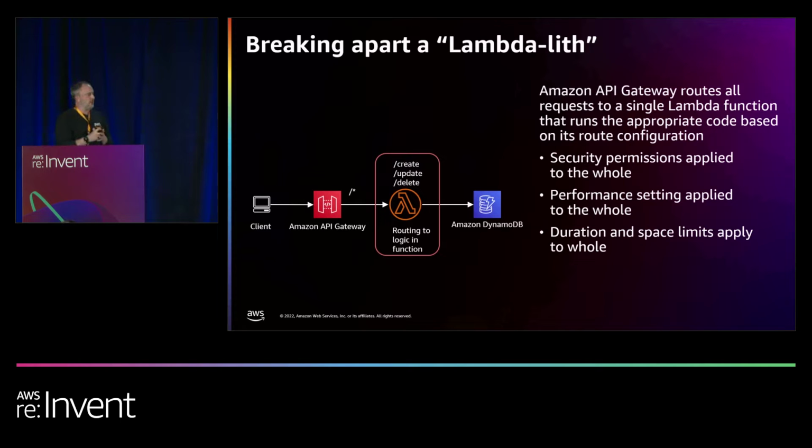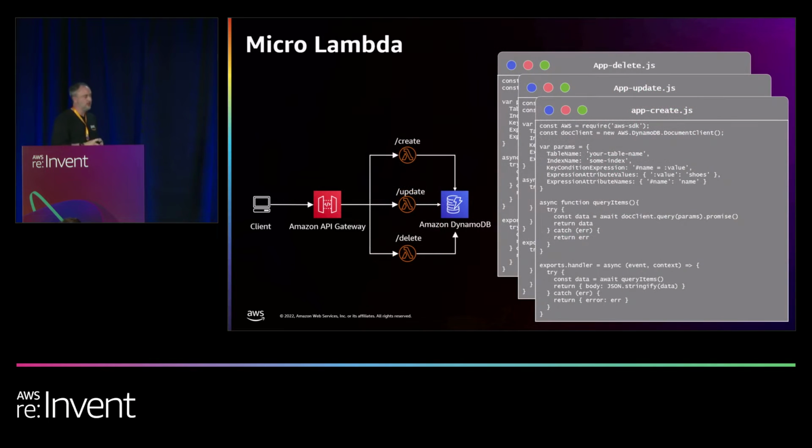Then all the configuration to my function is applied no matter which one of those requests is running. So it's quite a loosely permissed IAM function, right? It's got IAM permissions to create, update, and delete regardless of which one of those requests it needs to do. The performance setting, the memory setting is applied to the whole function regardless of which one. The duration and timeout settings are applied to all of it. And you can get little tweaks in optimization and cost if you were to separate this out to multiple functions.